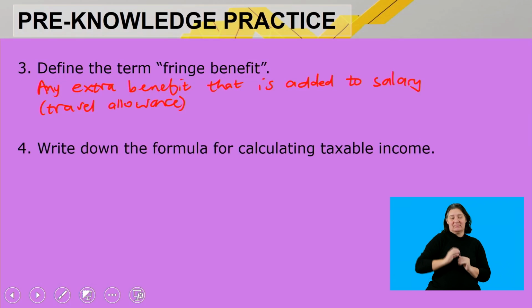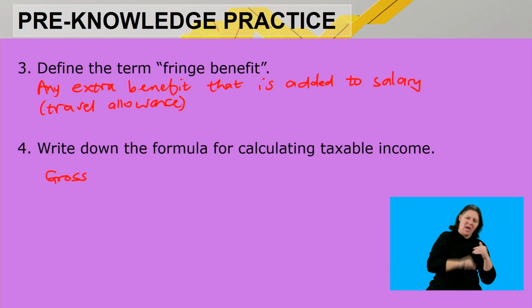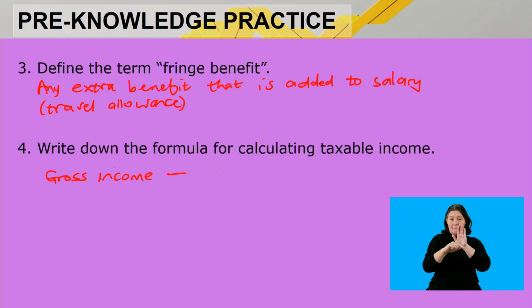And then we have question number 4. Write down the formula for calculating taxable income. So how do we calculate taxable income? We take our gross income, whether it's monthly or annually, depending on the question. So we take our gross income, minus all our non-taxable deductions, right?